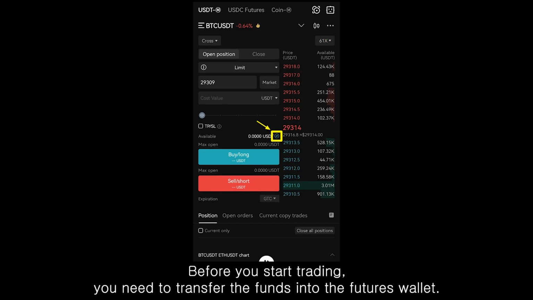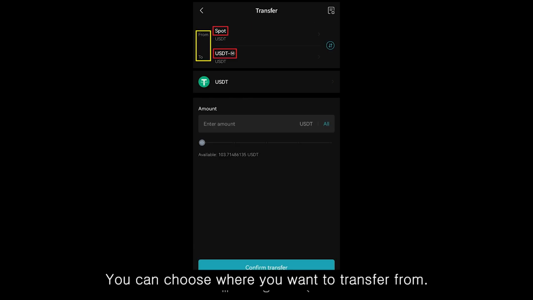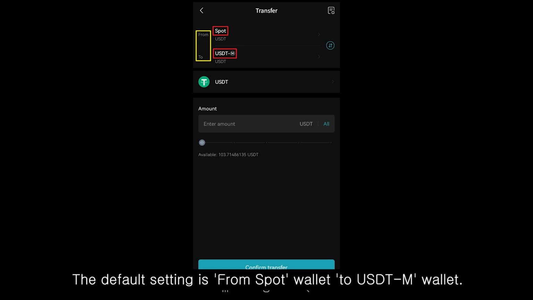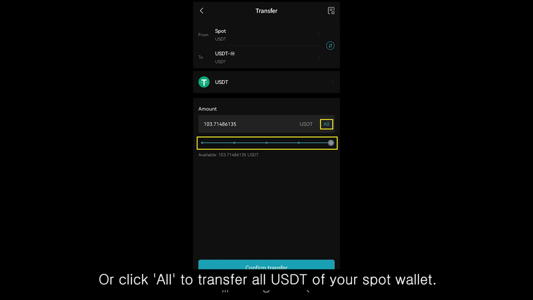Before you start trading, you need to transfer the funds into the futures wallet. Look at the center, you will see an icon with 2 arrows crossed. You can choose where you want to transfer from. The default setting is from Spot Wallet to USDT-M Wallet. There is no need to change it at this time. So write down the quantity you want to transfer, or click All to transfer all USDT of your spot wallet.